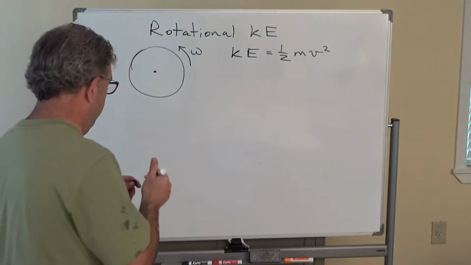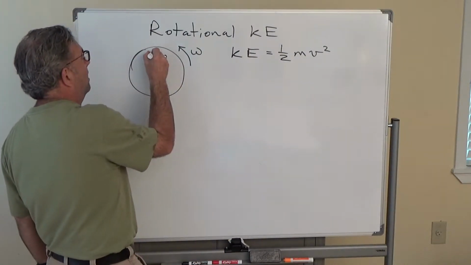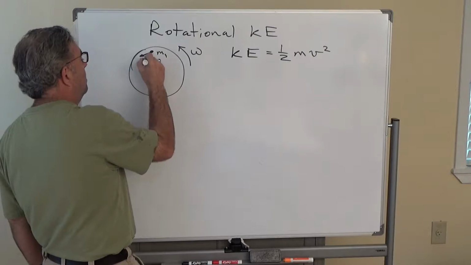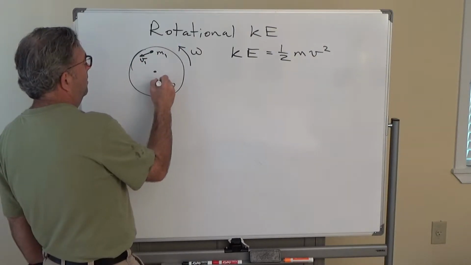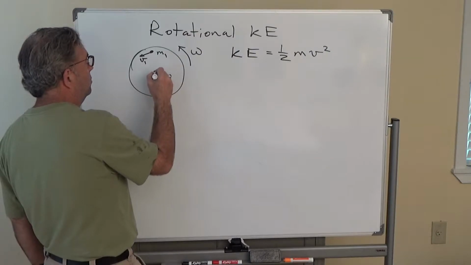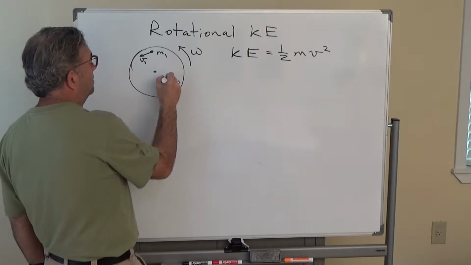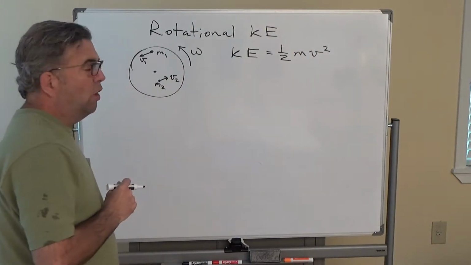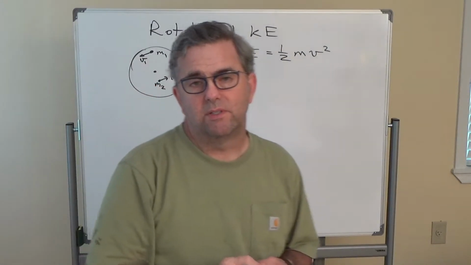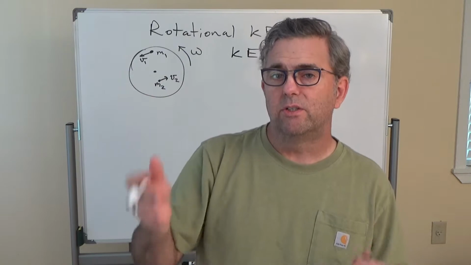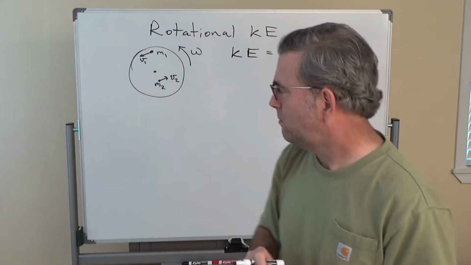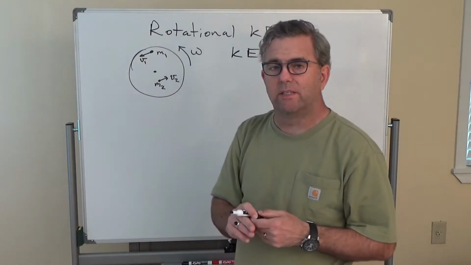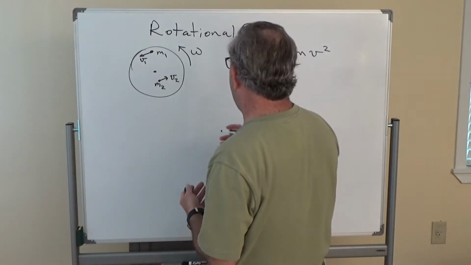If you're breaking it up into little bits of mass, let's say I'll call this M1, it's traveling at some V1, and over here maybe it's a little closer to the axis of rotation. This is V2, this is M2. So to find the kinetic energy of this object, it definitely has some kinetic energy. All these particles are in motion. You have to sum up over all these little bits of mass and all their velocities squared. So I can write that down.